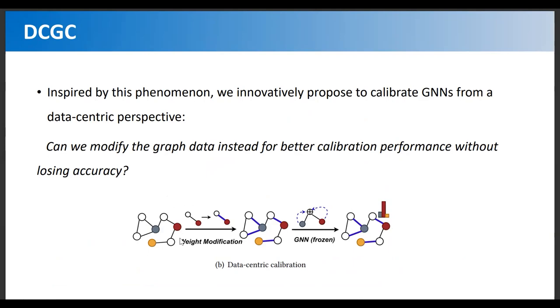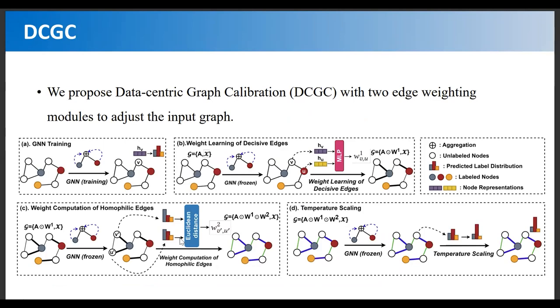How to modify the input graph? In this work, we are inspired by some data observations, and we will assign larger weights to divisive edges that are important for class label classification and also to the homophilic edges for the nodes that are very similar. So eventually we will have a modified graph. Here the feature is intact and the adjacency matrix is modified to incorporate these modifications.